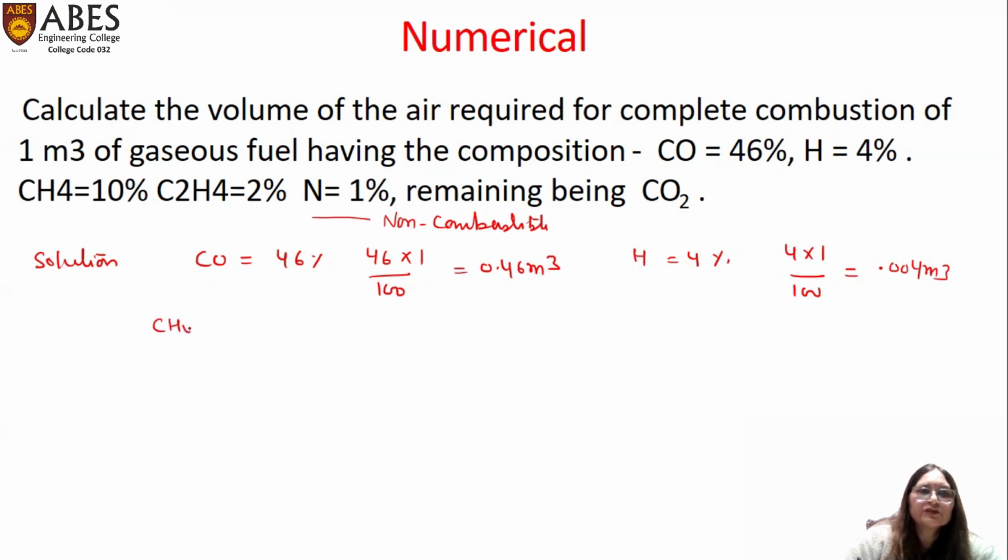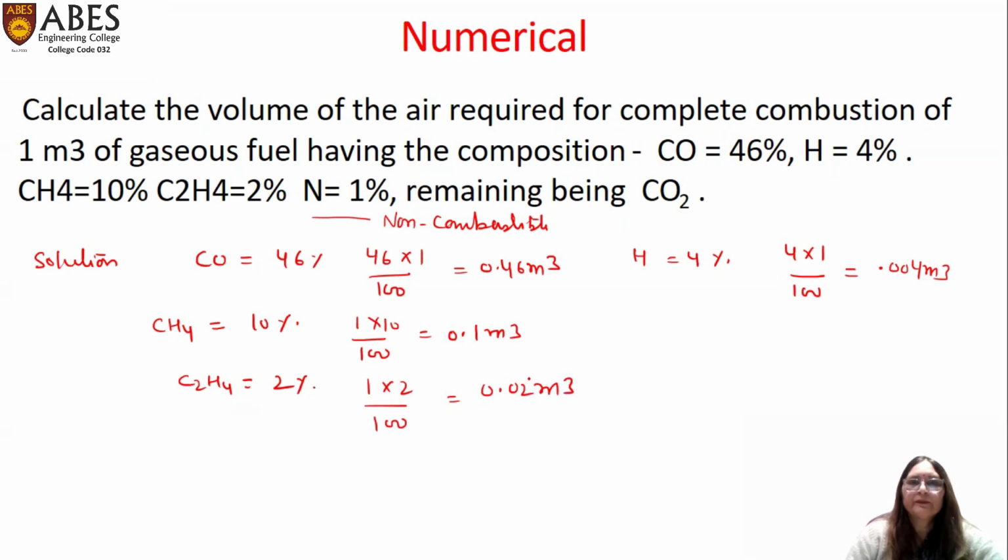Methane CH4 10%, 1 into 10 divided by 100, 0.1 meter cube. Similarly C2H4 2%, 1 into 2 divided by 100, which is equal to 0.02 meter cube. And the combustion reaction is CO plus half O2.